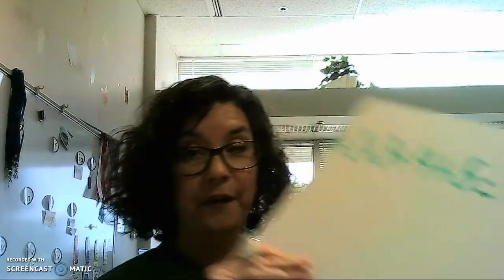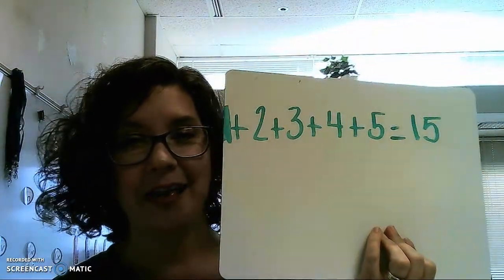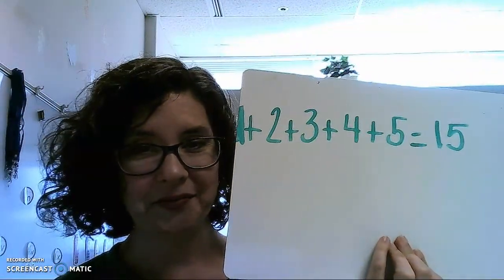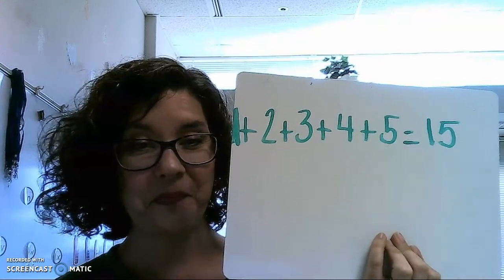And I hope that you wrote an equation. And your equation would look like this. 1 plus 2 plus 3 plus 4 plus 5 equals 15. Like this. My one looks skinny because I did it on the edge there. Okay? That's what your equation would look like. All right? Great job.